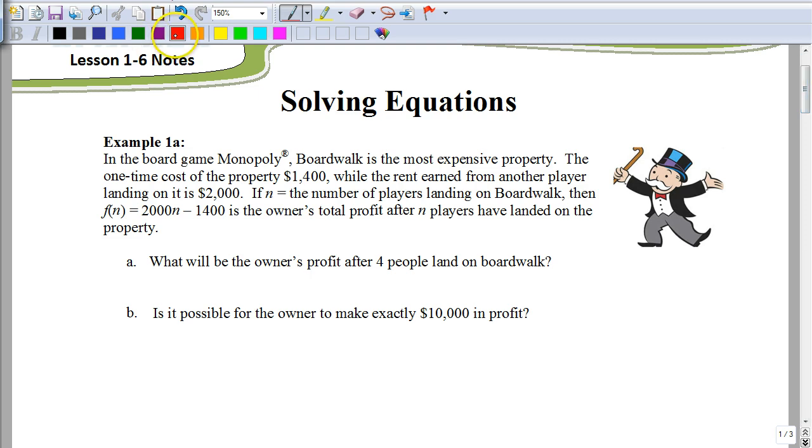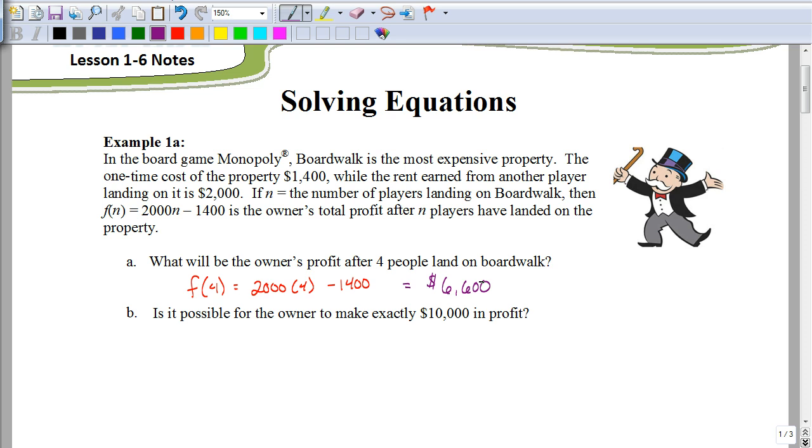So this first part of the question just asks, what will be the owner's profit after 4 people land on the Boardwalk? That's nothing new. We know that we're going to put 4 into this function. So it'll be 2,000 times 4 minus 1,400, which when you solve that, you end up getting $6,600.